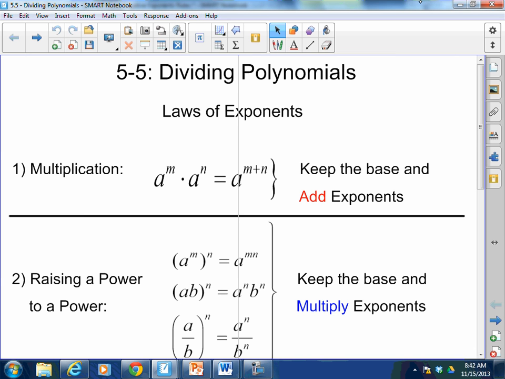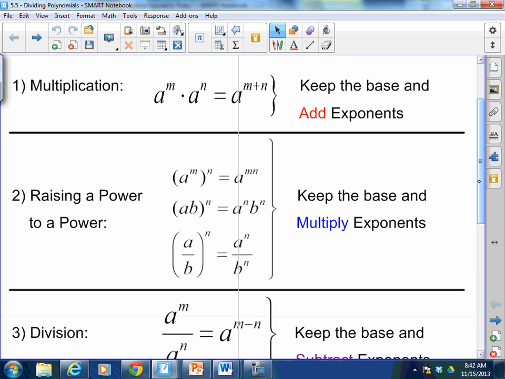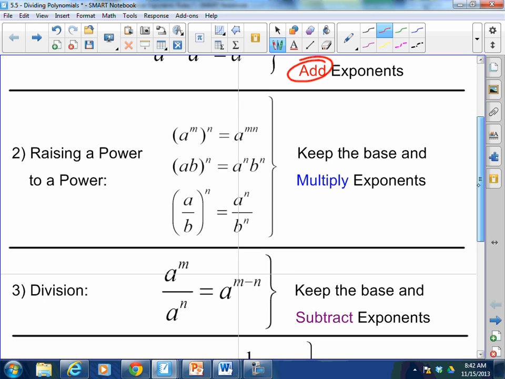Before we do that, let's just have a brief review of the laws of exponents. When we multiply the same base, as in a to the m times a to the n, that's going to equal a to the m plus n. You keep the base and you add the exponents, okay? So whenever you multiply the same base, you keep the base, add the exponents.